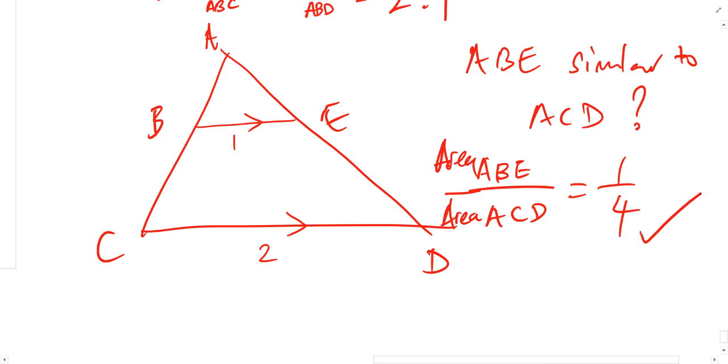Okay. Shufi, do you have questions? Now I'm going to change this to 2 and 3. What is the answer? 4:9. Good. I'm going to change the question now. Instead of ACD, it's going to be BEDC. What is the ratio of area?